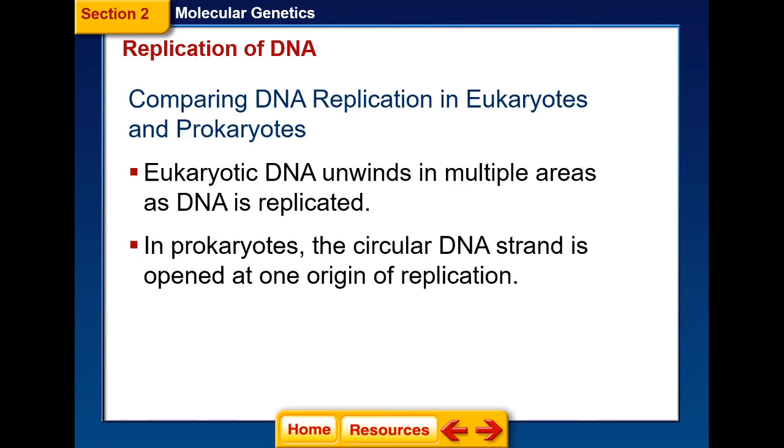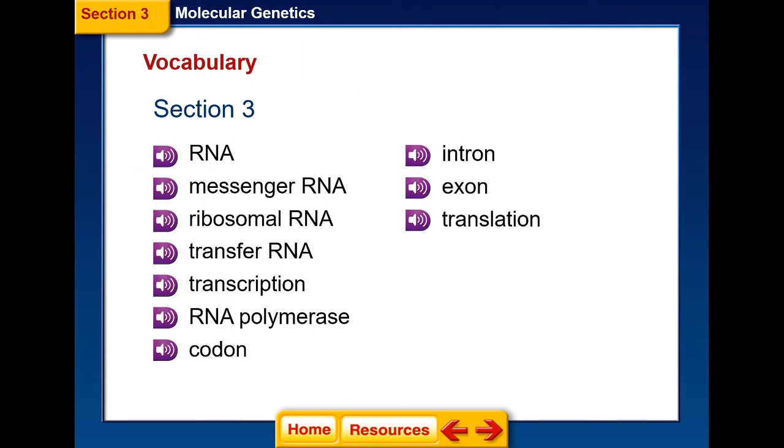Comparing DNA replication in eukaryotes and prokaryotes. Eukaryotic DNA unwinds in multiple areas as DNA is replicated. However, in prokaryotes, the circular DNA strand is opened at one origin of replication. And that's it for section 2.